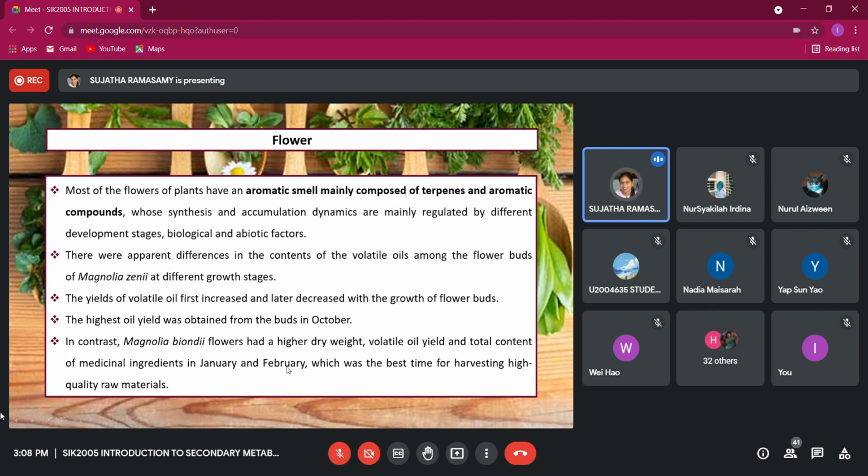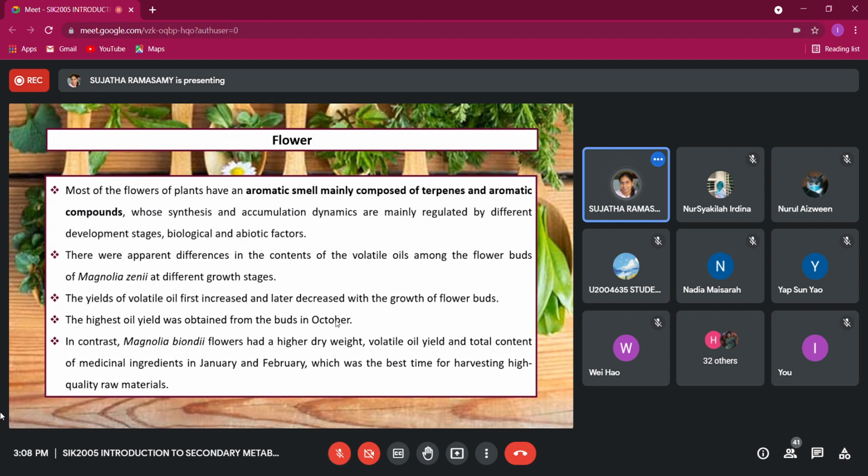So when they want to harvest the flower of Magnolia biondii for medicinal purposes or for the volatile oil, the best time to harvest is January, February. But for Magnolia zenine, the best time to harvest is October. All this information is based on research being done. We need to do research.